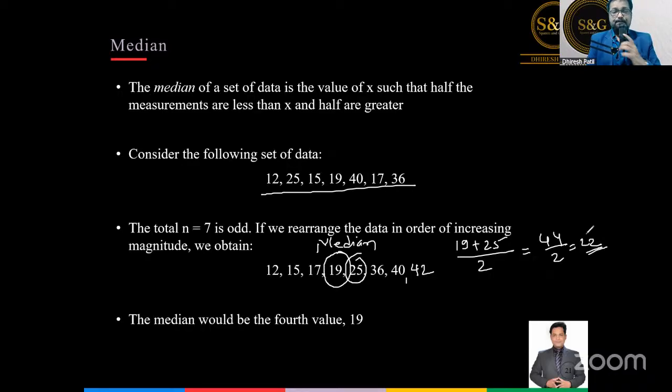Are you clear? In the mode case, it is not like this. If there are 2 modes, then you have to say that it is a bimodal distribution. Here in the median case, you have to take the average of the 2 central values. If the data points are even in number, you will get 2 central values in the center, so you have to take the average of these. This is called median.